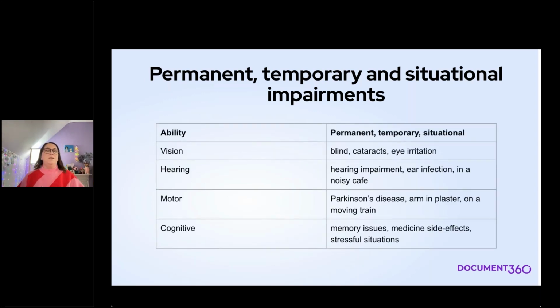But I think it's important to remember that it isn't always permanent impairments we need to think about, but sometimes there may be situational or temporary impairments that can make it more difficult for someone to understand your content. And I do want to stress that not one type of impairment outweighs the other. They are all equally important, but I really want to call out that all people have the potential to have an accessibility need at one point in their life, whether it's permanent, temporary, or situational impairment. And by having accessibility at the forefront of when you're designing and writing your content, it really helps to ensure that no one is excluded.